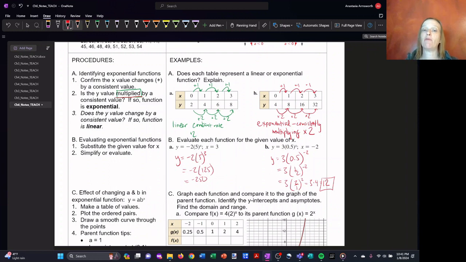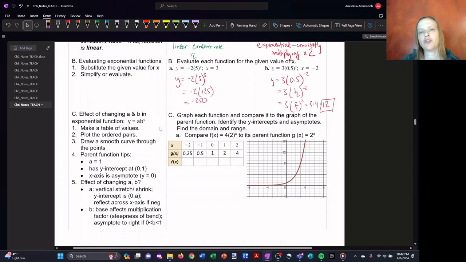And that's how you evaluate, just by plugging in the given value of x wherever you see x in the equation. So let's look at the shape of these exponential functions and how they can be transformed, how they can be changed by changing different parts of the equation.